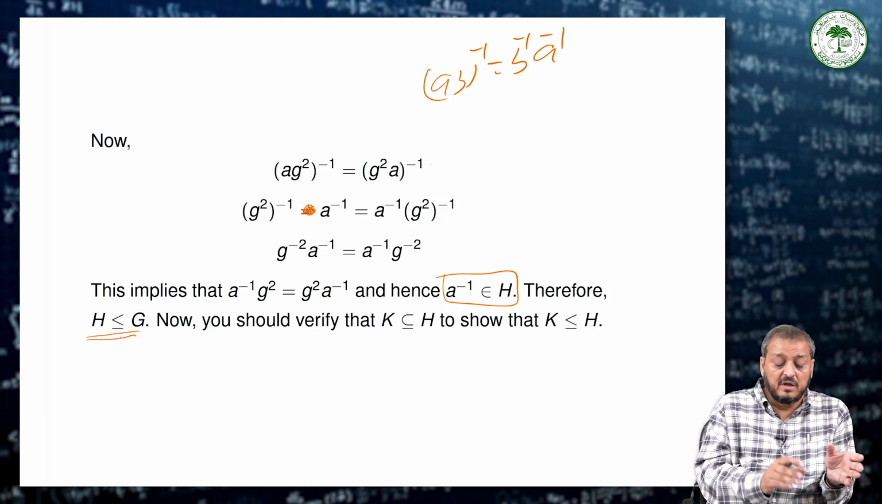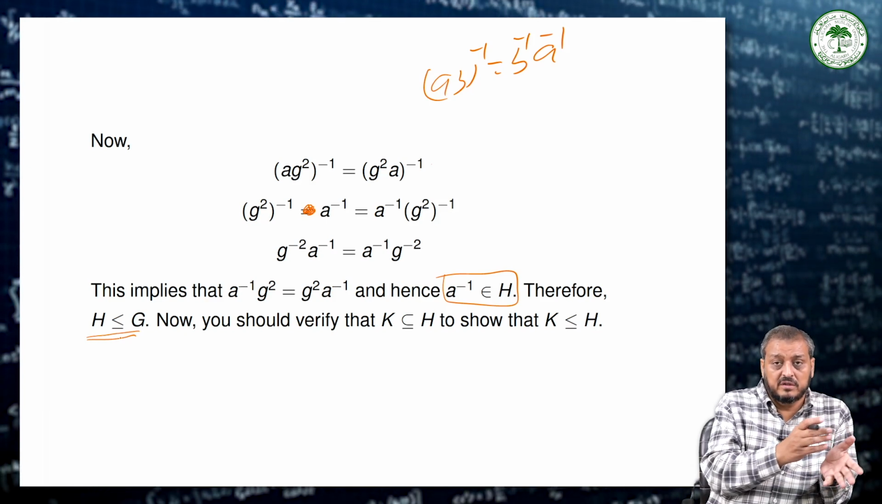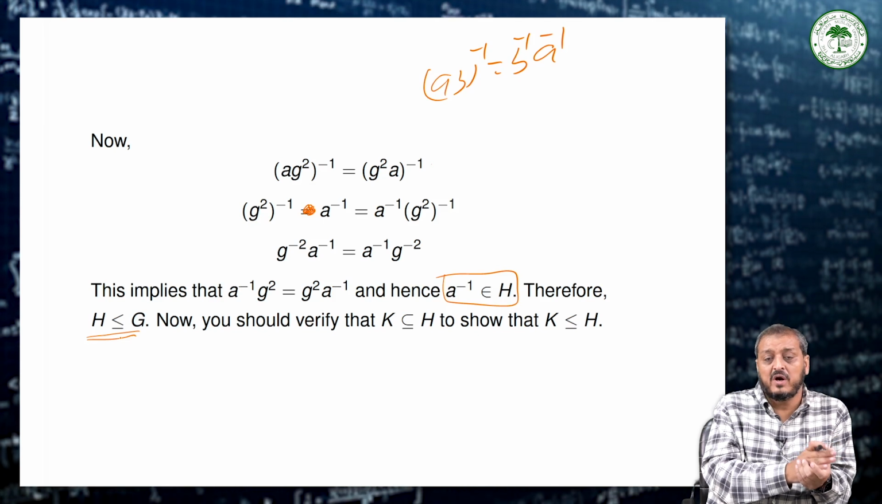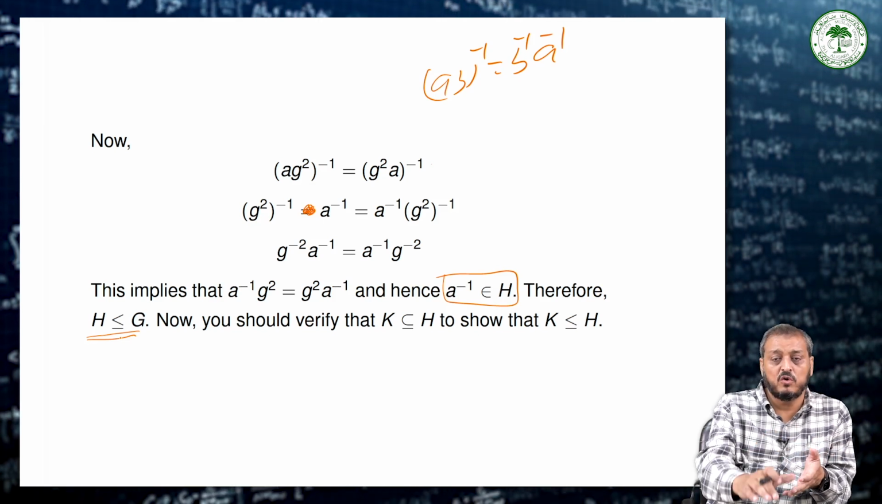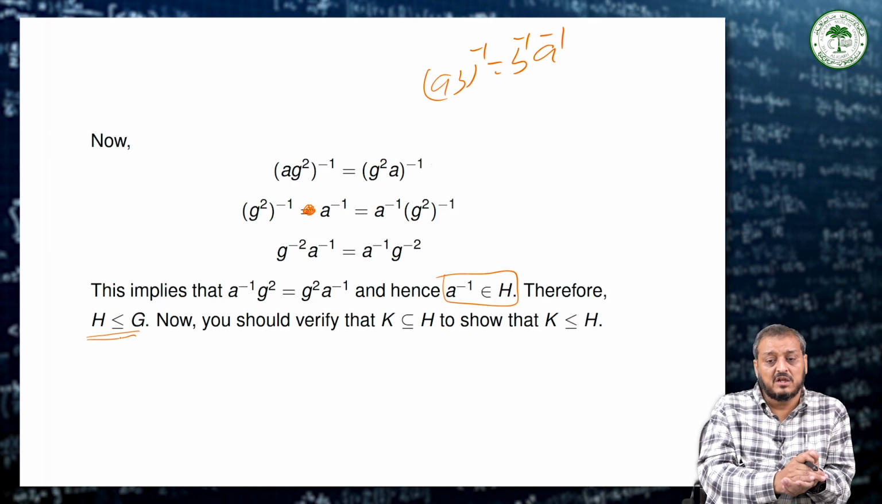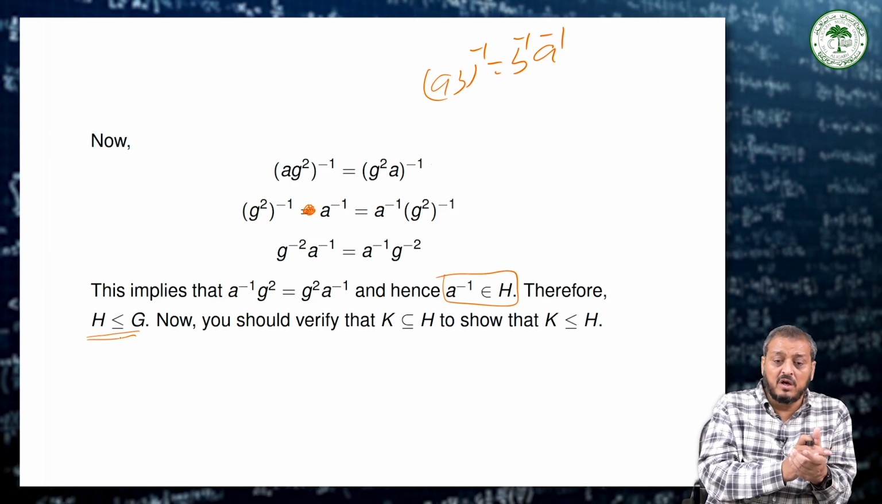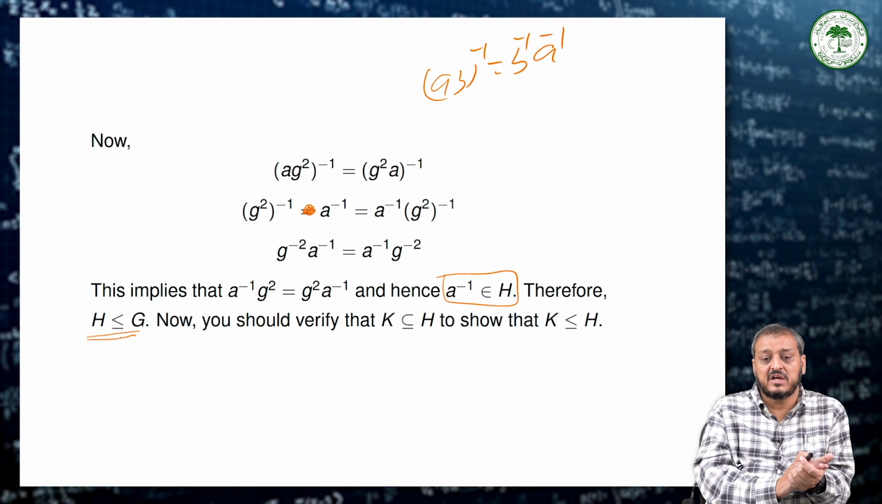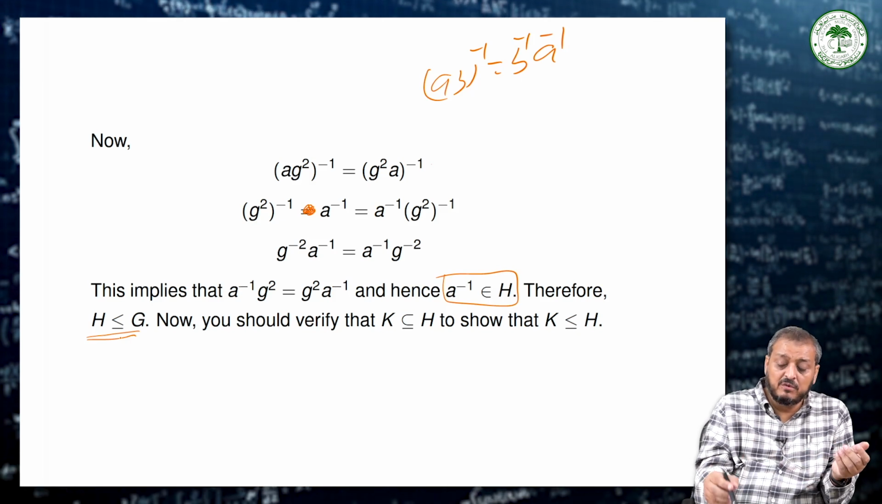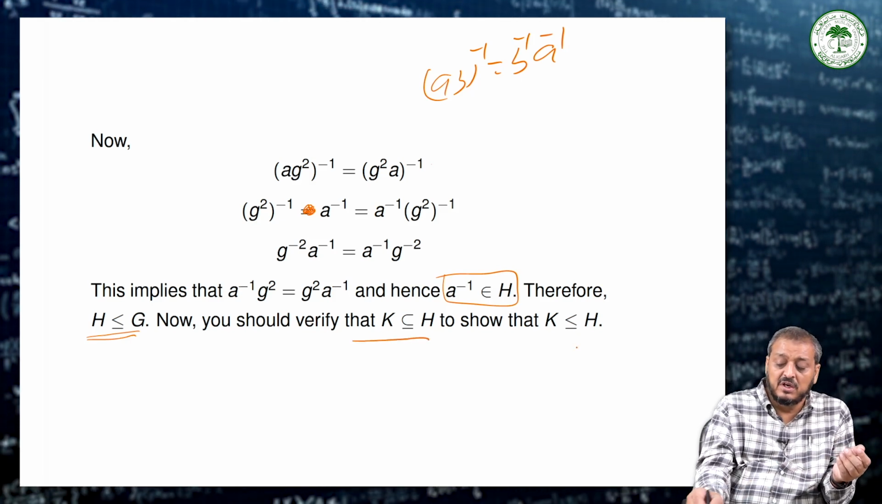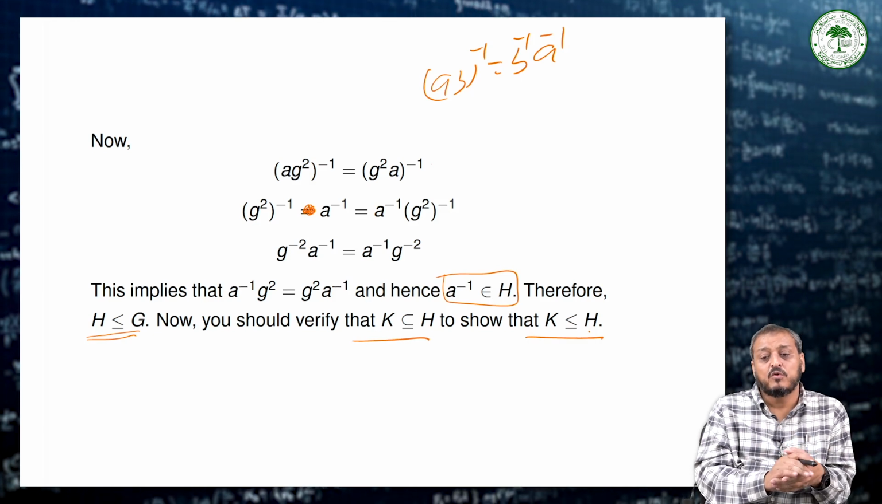We have shown that ab g square is equal to g square ab, so H is closed, and the inverse also exists. Now I leave this as an exercise for you to verify: because K is a subset of H, show that K is a subgroup of H.